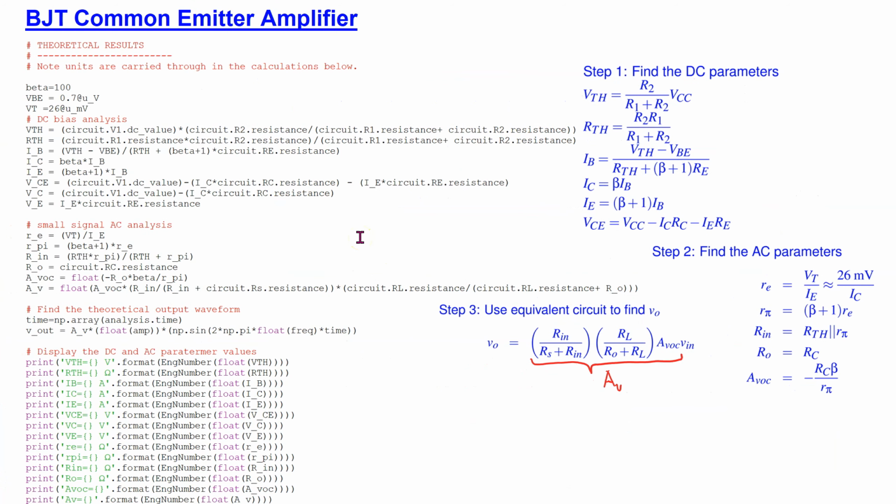We can easily code these equations into Python to get the theoretical results. Note that the units are automatically carried through in these calculations. Since the voltage gains are dimensionless, we use the float command here. Also, we extract the time vector used in the simulation and then use it to compute the theoretical output voltage expression. We can print the results as shown here using the EngNumber package to display the results in engineering notation. Please pause the video now if you wish to study this syntax in more detail.